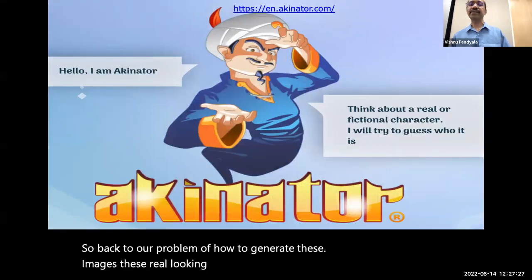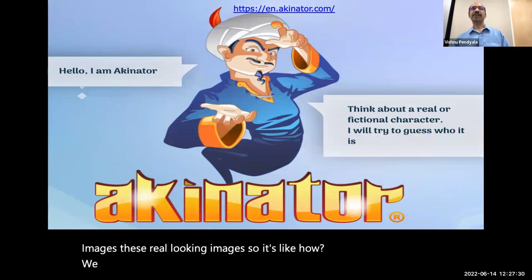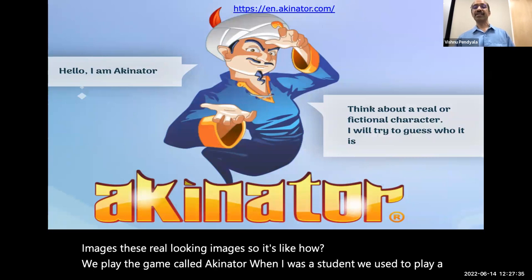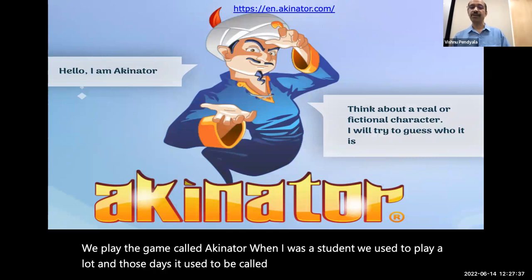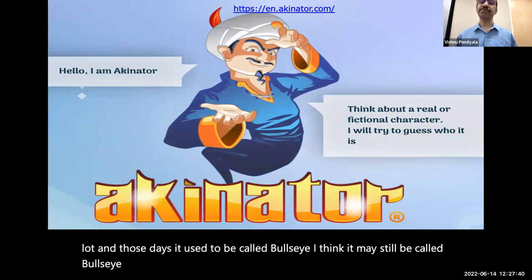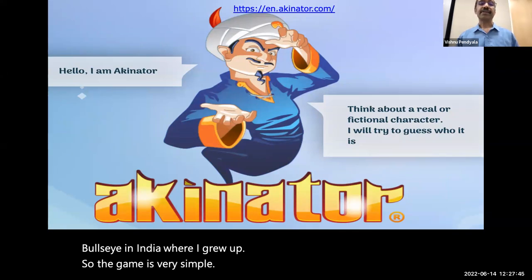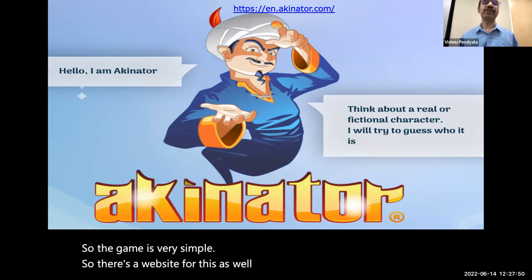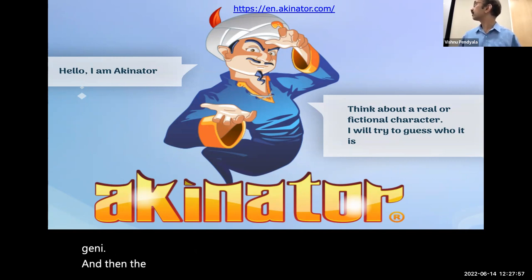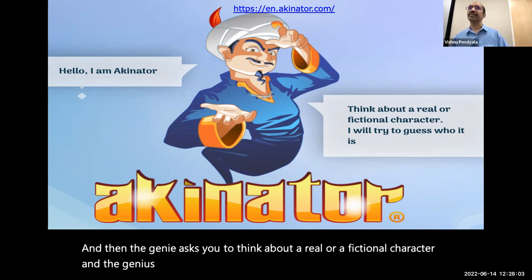So it's like how we play the game called Akinator. When I was a student, we used to play this a lot. And those days it used to be called Bullseye. I think it may still be called Bullseye in India, where I grew up. So the game is very simple. There's a website for this as well called akinator.com. So the Akinator is a genie, and the genie asks you to think about a real or a fictional character, and the genie is going to guess who it is, right?